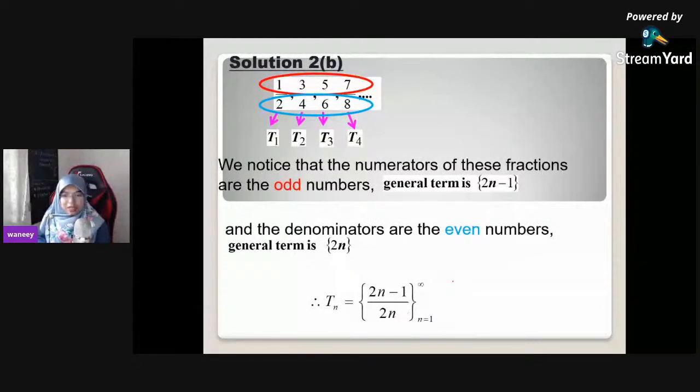So kita pilih yang n sama dengan 1 lah. Baru dia represent sebagai first term. Sebab bila first term, n dia 1. Okay, tak apa. Ni just nak tahu je sequence tu.